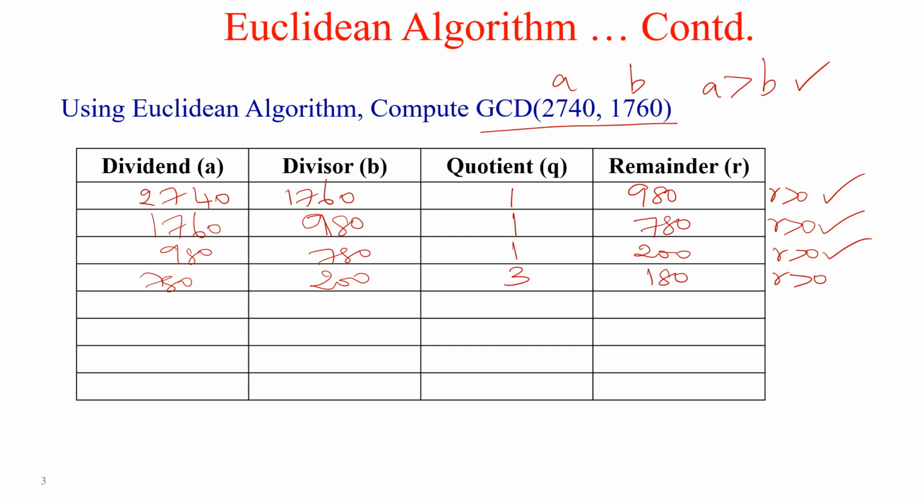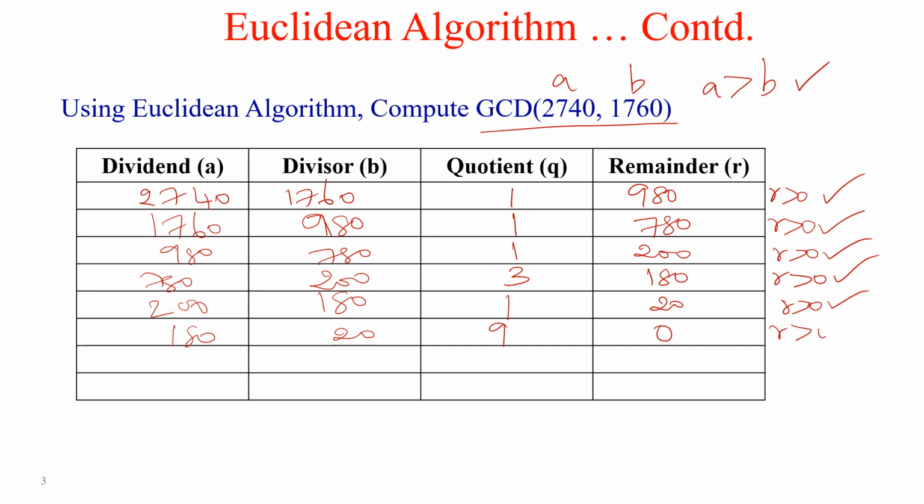Now our remainder is greater than 0, condition is true. So now A becomes 200 and B becomes 180. Now we divide, the quotient is 1 and the remainder is 20. R is greater than 0, so the condition is true. Now A becomes 180 and B becomes 20. Now we divide 180 by 20. The quotient is 9 and the remainder is 0.